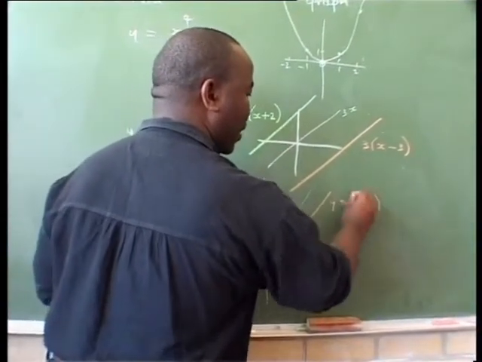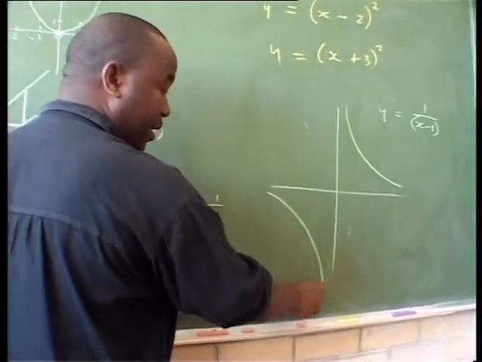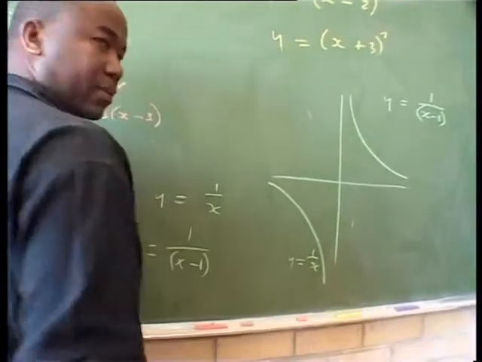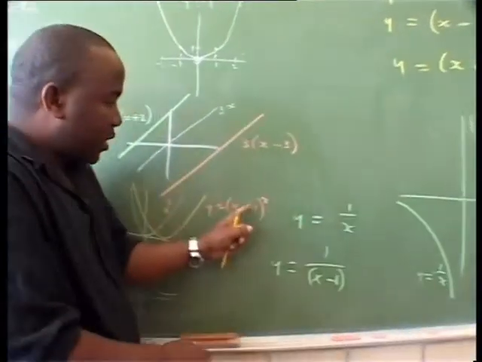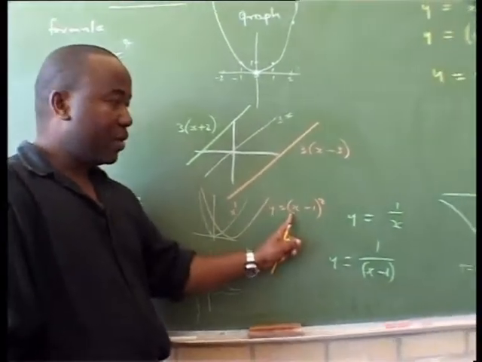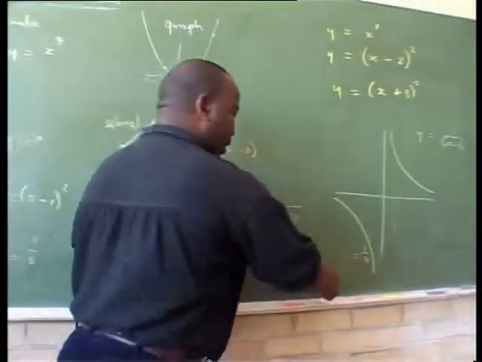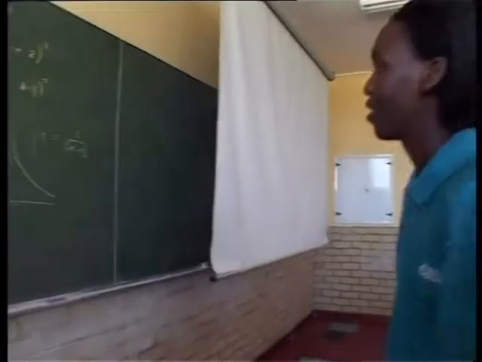He then asks a learner to predict what would happen to a hyperbola if a value is added to the x of y equals 1 over x. Okay, can somebody come over, look at what is happening in all these cases, and draw a graph of y equals 1 over x minus 1.